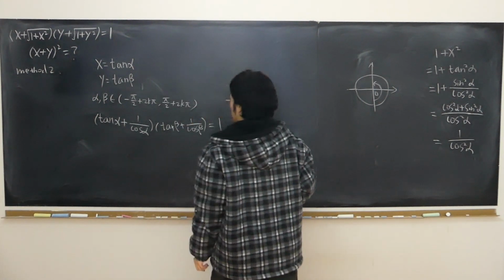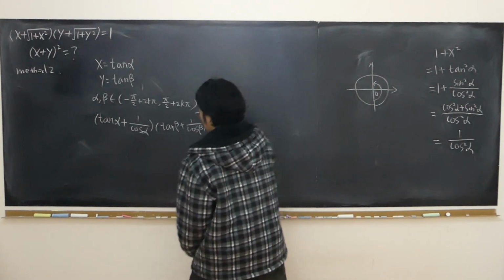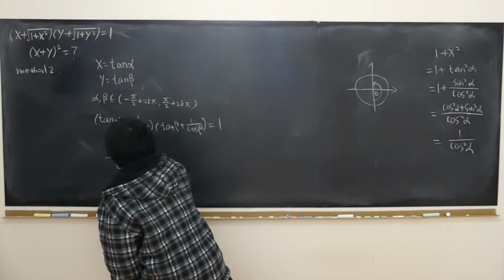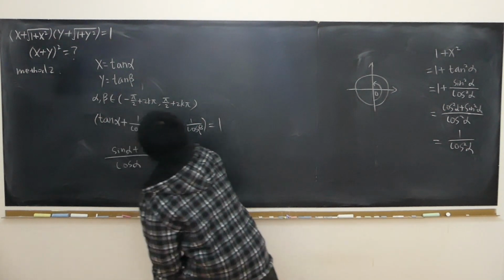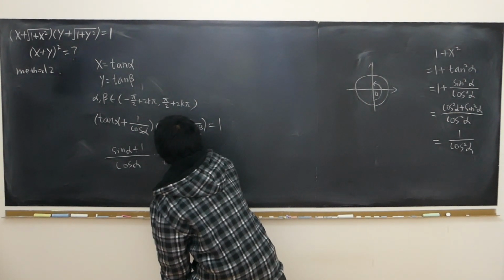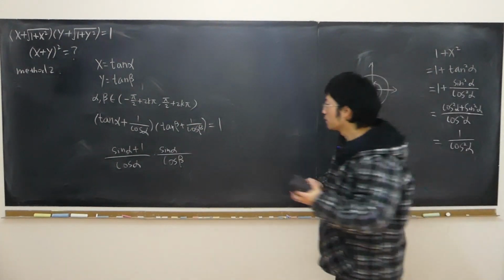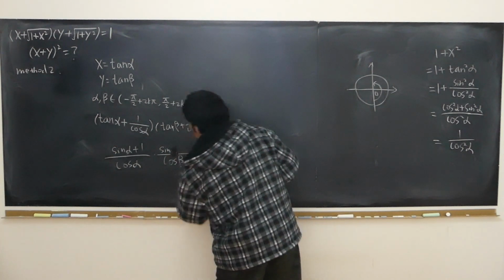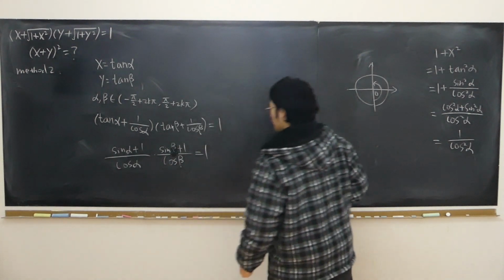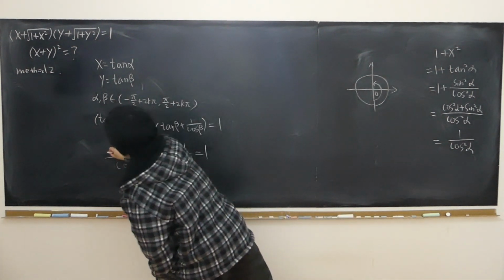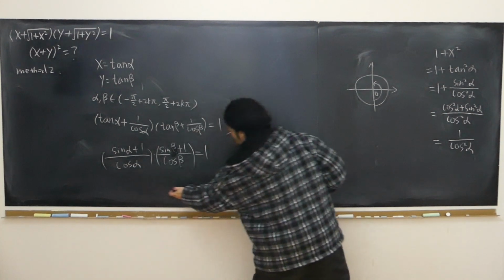And tangent alpha becomes sine over cos. We have a common denominator, so cos alpha at the bottom, and at the top we have sine alpha plus 1. Likewise for beta, sine beta plus 1 over cos beta, equals 1. And we can simply multiply everything out, multiplying the bottom all the way to the right-hand side.